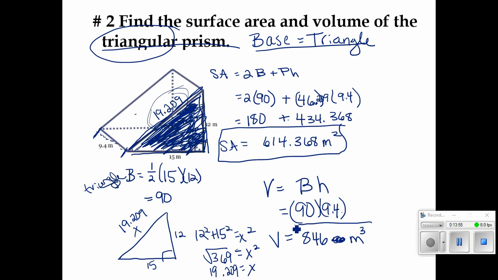So meters cubed. Okay, so definitely the trickiest part is when that's not a rectangle down there. You got to think about that triangle and do 1/2 BH, 1/2 height times base for that triangle, and that'll give you the area of the base of the prism.